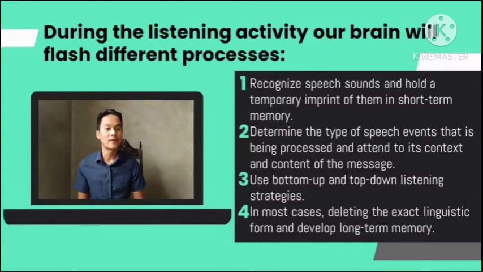When we listen to something, there are different processes that flash in our brain. First, we tend to recognize speech sounds and hold the temporary imprint of the things that we've heard in short-term memory. We also determine the type of speech event that is being processed and attend to its context and content of the message. We also use bottom-up and top-down listening strategies.